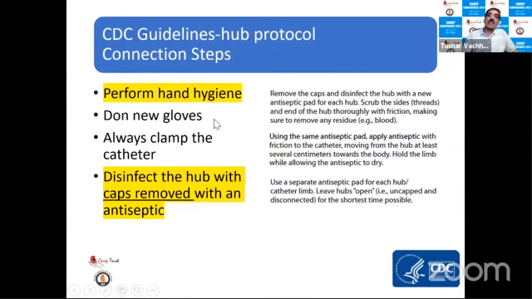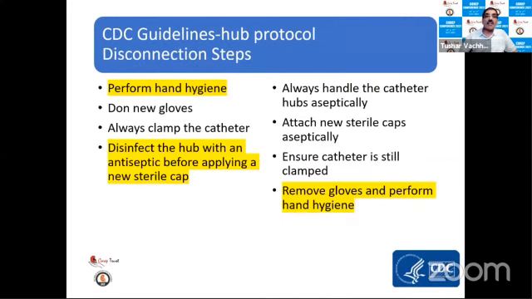Wearing gloves is equally important, and each time you wear gloves, you first have to use alcohol and then wear gloves, clamp the catheter, and disinfect the hub with the caps removed. The caps have to be changed every time. And the hub has to be cleaned for at least 15 seconds with an alcohol swab. That way we minimize the risk of infection during the connect and disconnect phase.